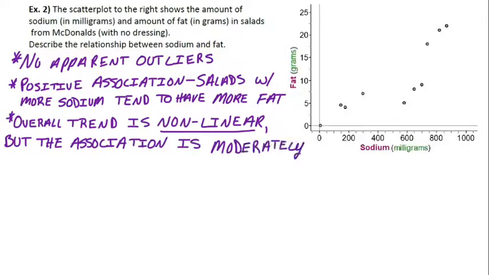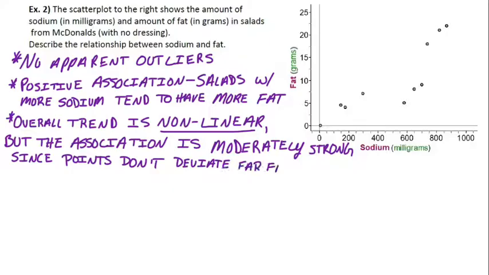But the association itself is actually moderately strong, because the points don't deviate far from the pattern that it's on. I know it's not a linear pattern. But whatever pattern it is, right, there, then broken, it's here, and then broken, it's here. It does follow it really well. So it's still moderately strong. That's how I would classify the strength. But the form would be nonlinear.